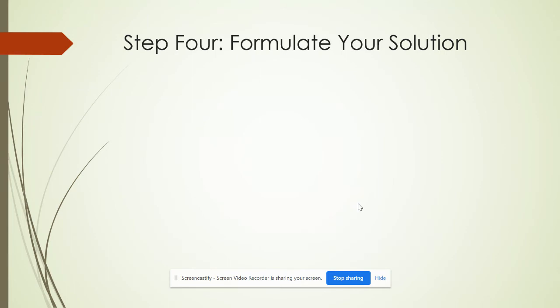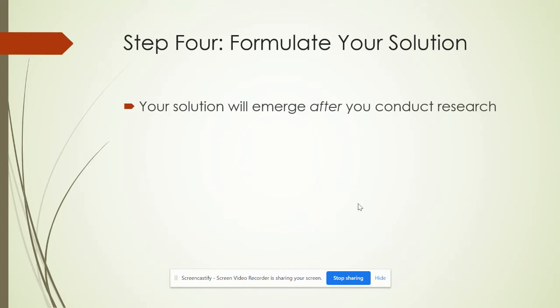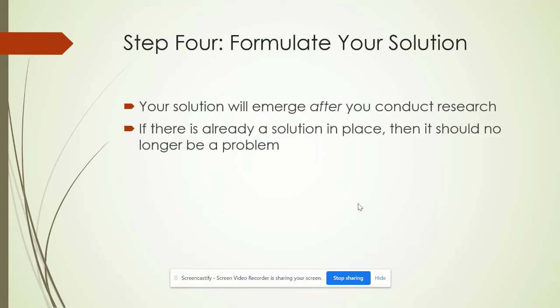So step 4, formulate your solution. Your solution will only emerge after you conduct research. You need to see what the current solutions currently are, right? You can't just say, well, I'm going to solve it this way if someone else has already proposed that solution. If there's already a solution in place, then it should no longer be a problem. However, if the problem still exists, then that solution has not worked. What you want to think about is how can you build upon the current solution? You don't necessarily need to come up with something completely original. Just use what they're currently doing to solve the problem and build upon it a little bit more.